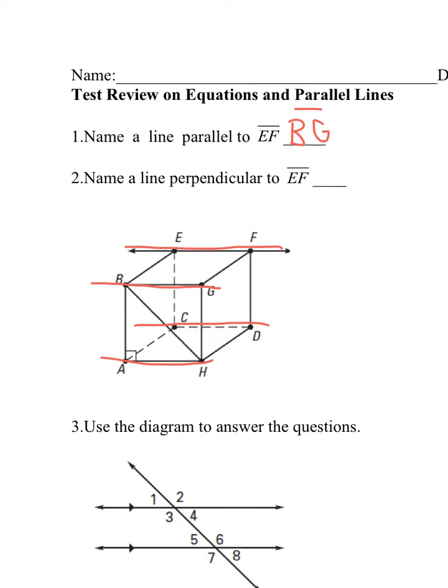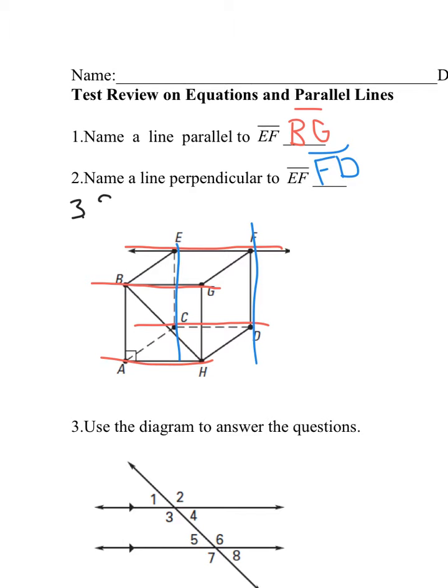So perpendicular would intersect at 90 degrees, right? So one might be FD, and you could also have EC, right? Now, BA and GH at the front aren't going to work because they don't actually intersect the line. They would be, but they don't actually intersect. Now, there's another question we want to add because you may need to know this for the test.